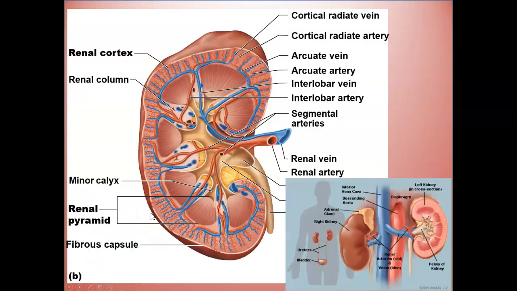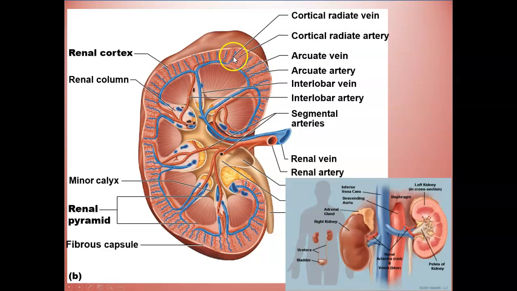So visually, if we look at this, here's our renal artery coming in, right? Renal artery coming in, segmental arteries, interlobar arteries, arcuate arteries. It's going to get smaller and smaller and smaller, all the way until we get out here to the renal cortex, right? And then we've got our cortical radiate arteries, and then eventually it's going to go into those glomeruli and then work its way back out.